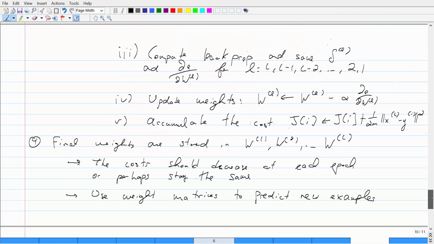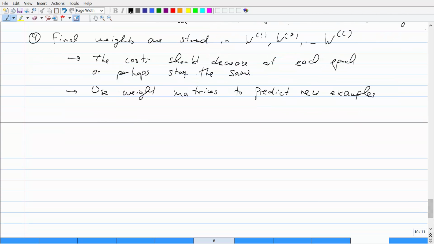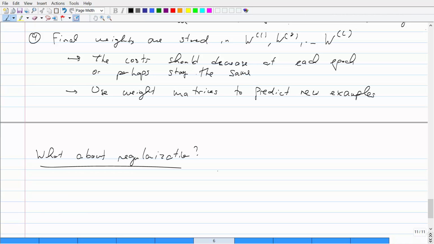So that's good. This is a pretty good algorithm. But I haven't talked about regularization yet, but it's actually a very simple adjustment to put in. Regularization is good because you don't want to overfit any data. All right, so what about regularization? Let's talk about what the cost function was before, without any regularization in.